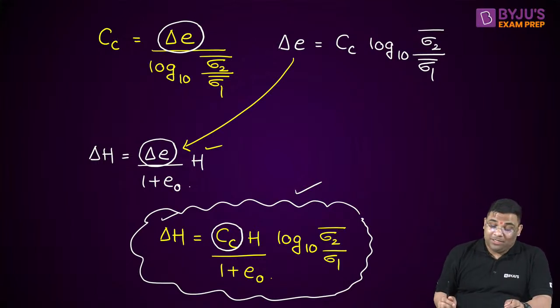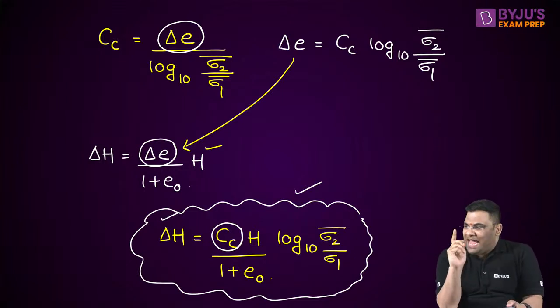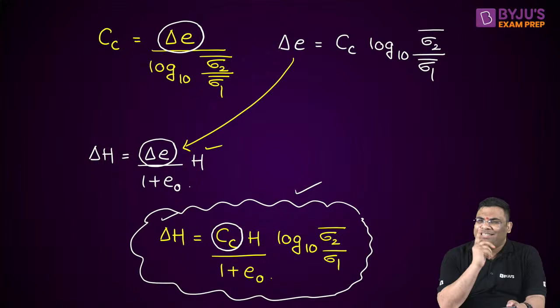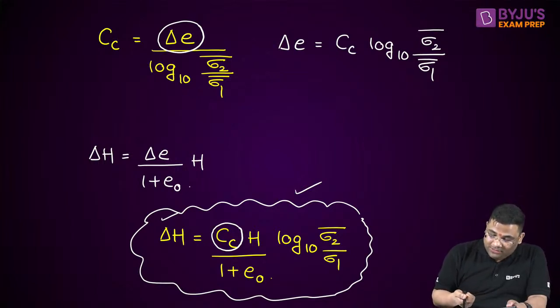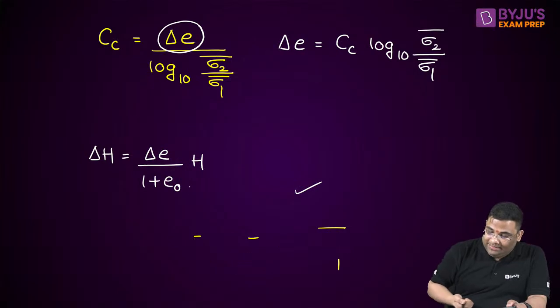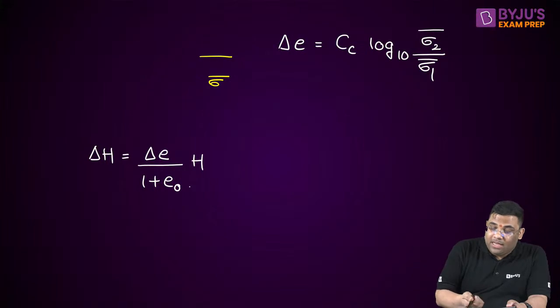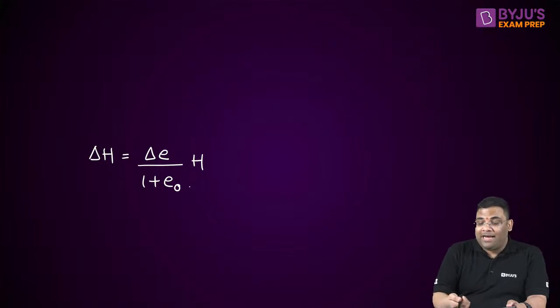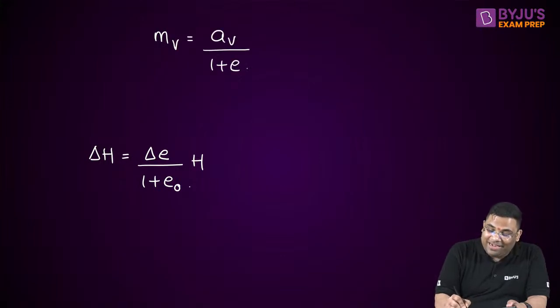Very good. So now, this was one solution. We can have another solution also. What is the other solution? Our problem was we had this equation, but we didn't have the final void ratio. Now, we also know mv, right? What was mv? mv was av by 1 plus e naught, right?